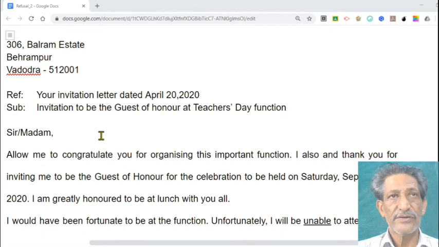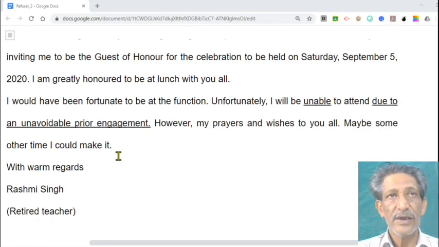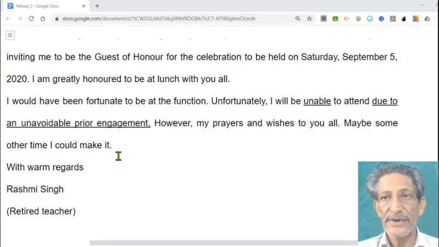After that, we have the subject, then we have the salutation. Here, if you look at the first paragraph, all the three W's are mentioned. In the second paragraph, I have mentioned a very simple sentence. Look at the underlined part of the letter: unable, due to an unavoidable prior engagement. It simplifies things and makes it very clear, because in your letter you'll be asked to mention a specific reason. I am giving a specific reason here. And what is the reason? A prior engagement.